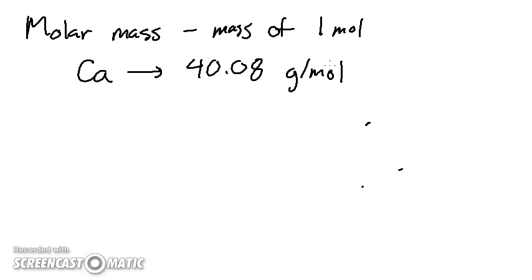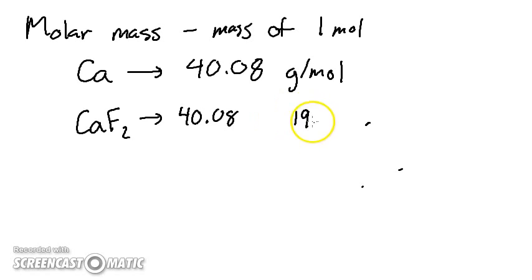If we were doing the molar mass of a compound, we would do it very similarly. In the case of, say, calcium fluoride, this is CaF2, we again are going to look up the molar masses of the elements. Calcium is still going to be 40.08, and in this case fluorine is going to be about 19.00. To get the molar mass of this compound, we have to account for how many atoms of each element there are in a unit of the compound.